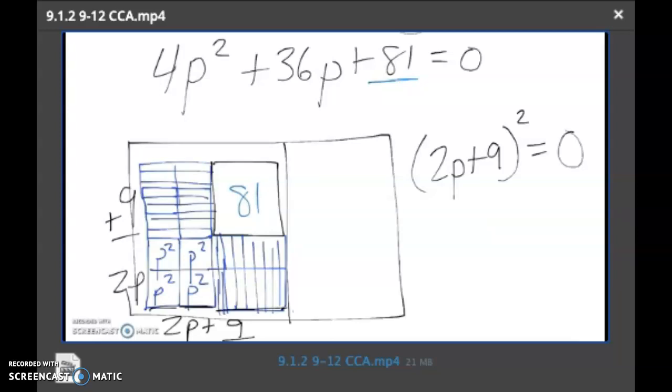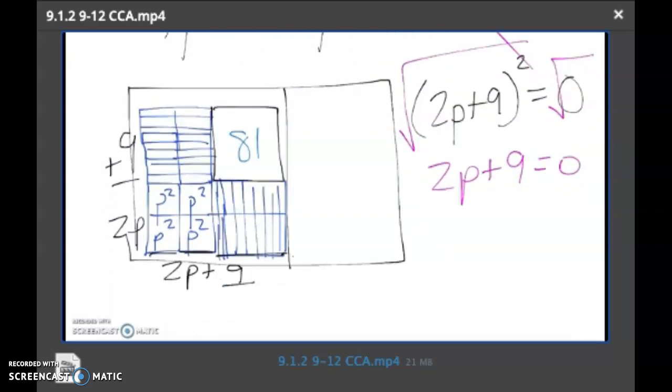Okay, so now we have a different situation. We don't have a positive number on the right, we don't have a negative number, we have 0, okay? So if you think about solving this and you were to take the square root of both sides, well, we don't have plus or minus 0, we just have 0. So if I'm solving this, I would get 2p plus 9 equal to 0. And when I solve, I'm just going to get one answer, okay? So when the number on the right, when you get this into perfect square form, is equal to 0, you are going to get one solution.